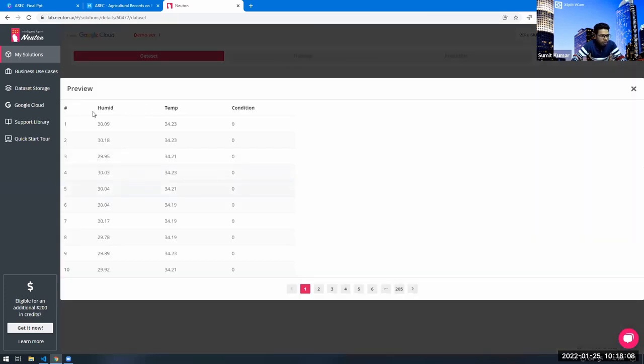So we got 2 columns, 3 columns, sorry, and the condition column is actually going to be the classification. So we record the temperature and humidity for 2 conditions. One is either extreme condition, that is going to result in condition 1 value. That means it is abnormal temperature. That is going to classify that your product is not going.